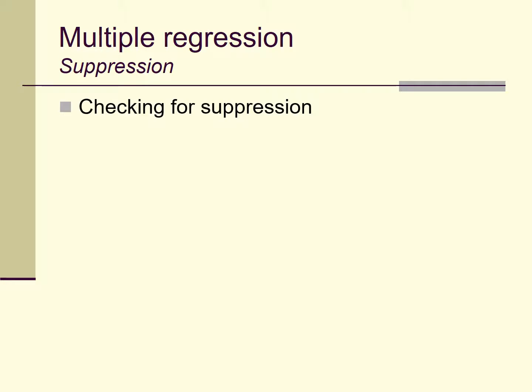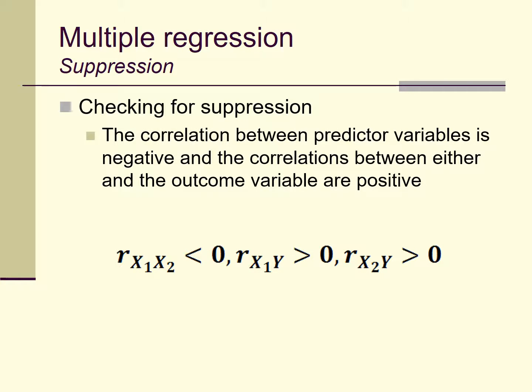Another situation in which suppression could come up is where the correlation between predictor variables is negative and the correlations between the predictor variables and the outcome are positive. So if you had two predictors which are, say, both positively related to an outcome variable, but those two predictors are negatively related to each other, that could lead to a suppression situation.